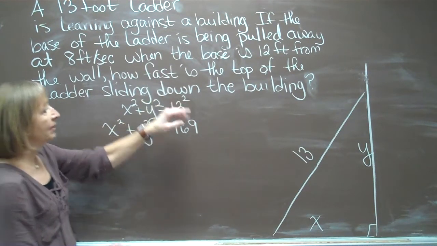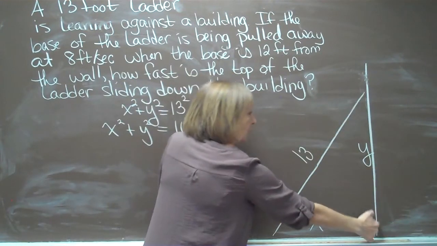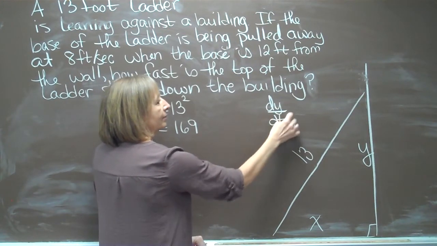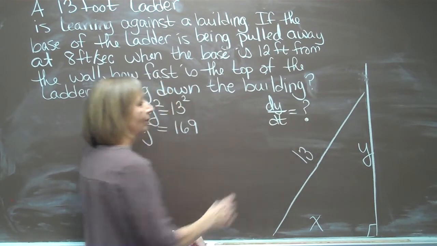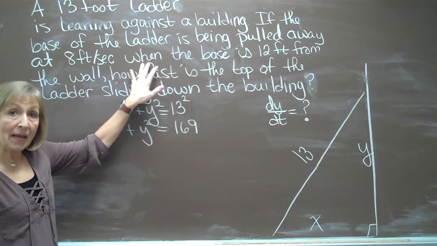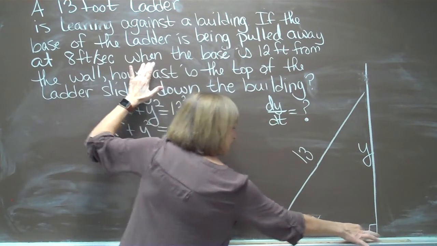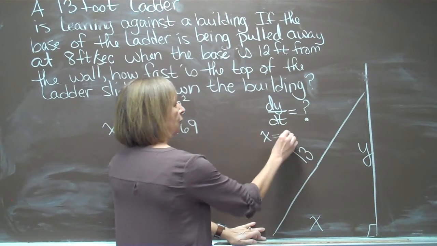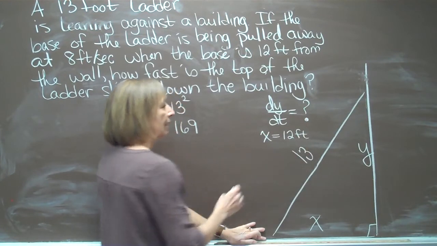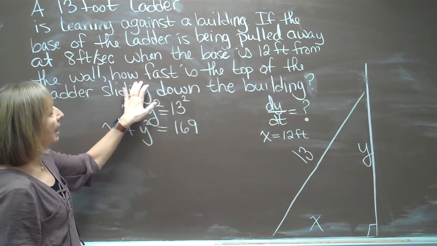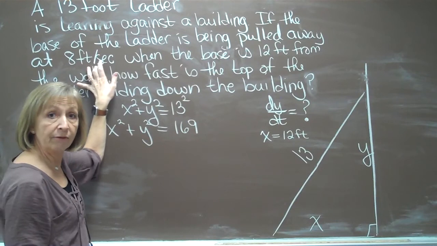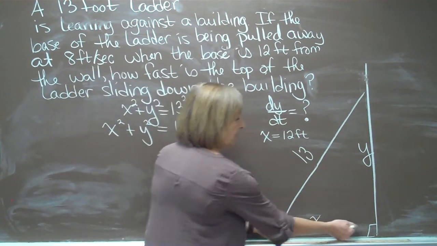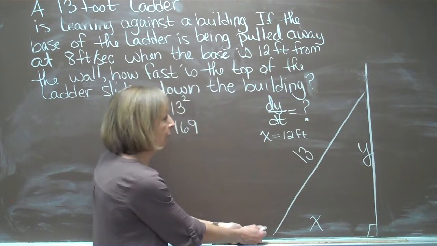Now the question asks us to find how fast the top of the ladder is sliding down the wall. So we want to find dy/dt, when the base is 12 feet from the building, so x is equal to 12 feet, and it's being pulled away from the building at a rate of 8 feet per second. So the rate at which the ladder is being pulled away is your dx/dt.